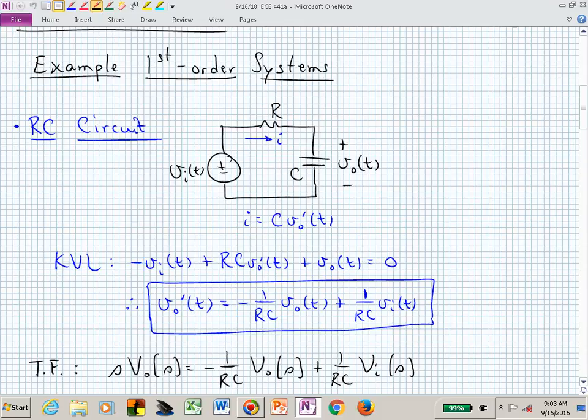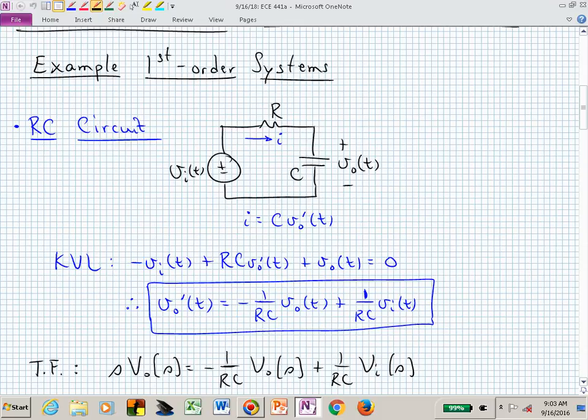We have going from the bottom lower left corner of that circuit minus V sub I. Then we have the voltage dropped across the resistor, which is R times I, but remember I is C V naught prime. So RC V naught prime is the voltage dropped across the resistor, and then we just have the voltage across that capacitor V naught. If you now isolate for that derivative term in that expression, you will have this first order differential equation.